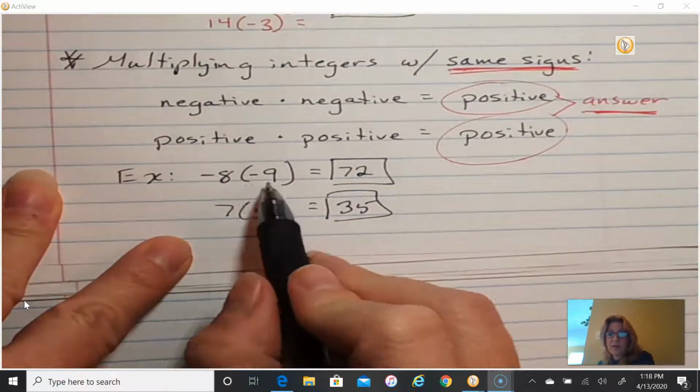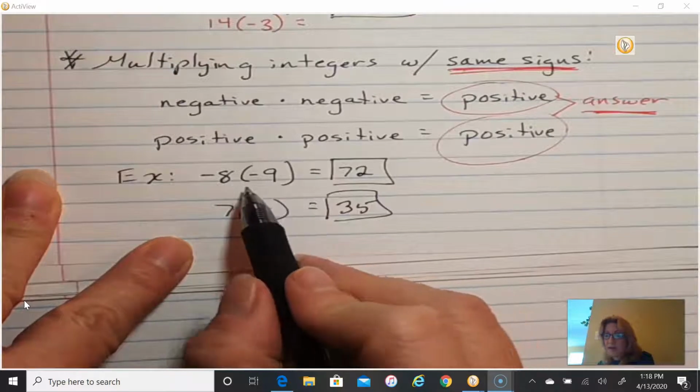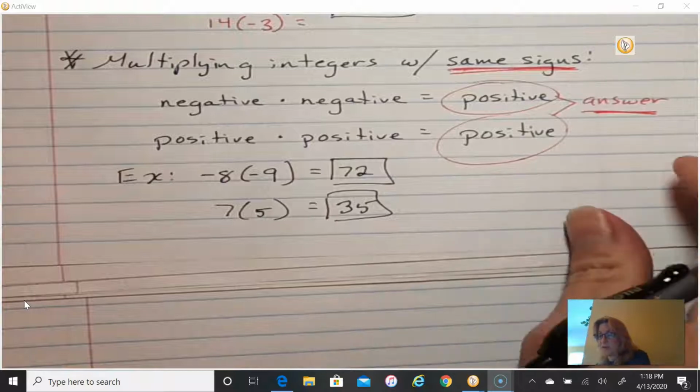Please be careful with these. That is not negative 8 minus 9. Because of those parentheses, you are multiplying. It's a very common mistake.